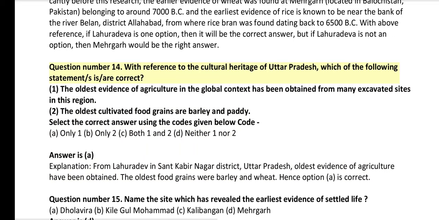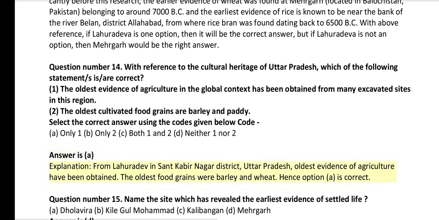Question number 14. With reference to the cultural heritage of Uttar Pradesh, which of the following statements are correct? 1. The oldest evidence of agriculture in the global context has been obtained from many excavated sites in this region. 2. The oldest cultivated food grains are barley and paddy. Select the correct answer using the codes given below. Code A. Only 1. B. Only 2. C. Both 1 and 2. D. Neither 1 nor 2. Answer is A.